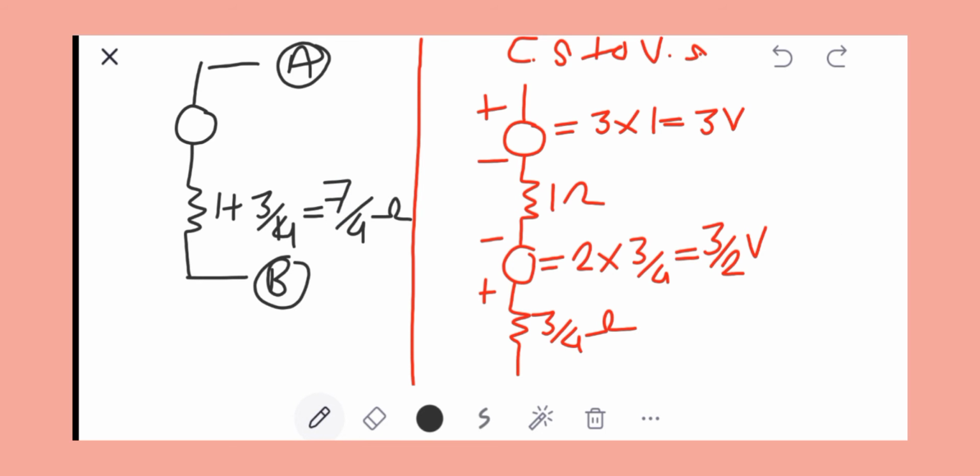Okay, and for the voltage, now you can see both the polarities. This polarity and this polarity are different. So we cannot add, we have to subtract the voltage sources. So now we will subtract: 3 minus 3 by 2. Why? Because 3 by 2 is the lesser value, so we will go for the plus minus. So 3 minus 3 by 2 is how much? 3 by 2, that is, we can also say 1.5.